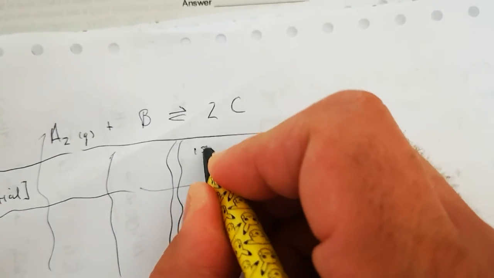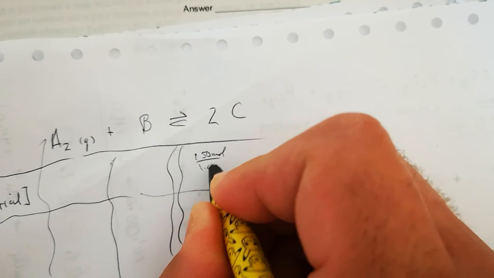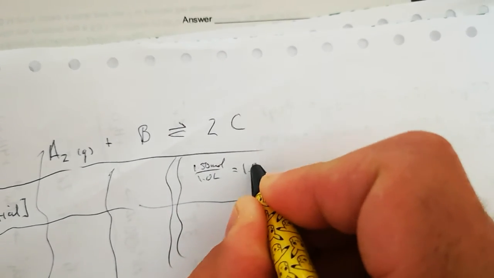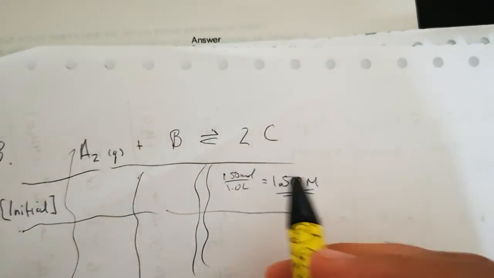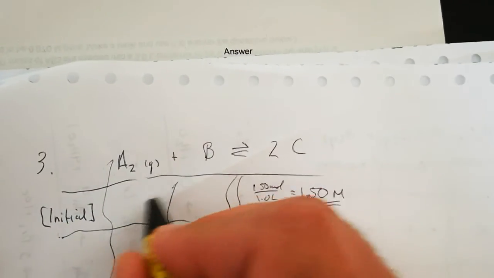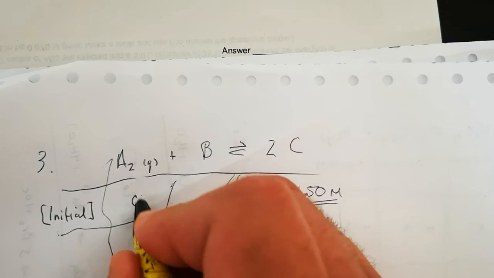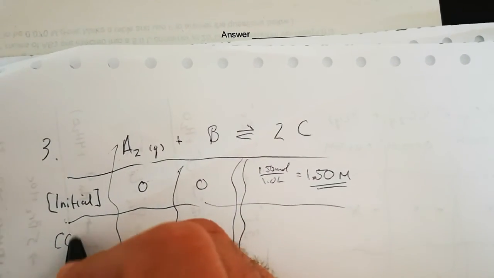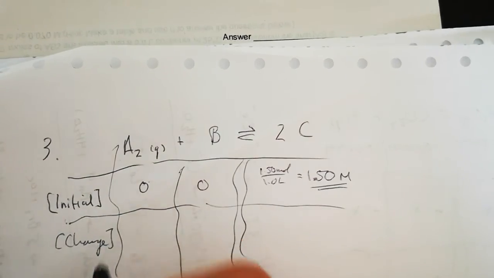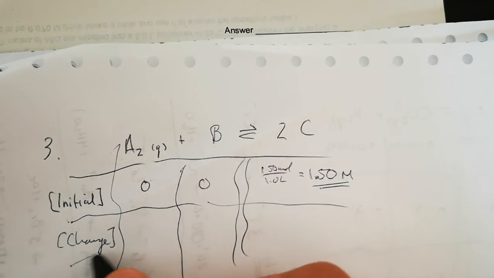So that's 1.50 moles divided by 1.0 liters. That's 1.50 molar. That's my initial concentration of C. What is my initial concentration of A and B? Well, it's 0. We didn't add any initially. Next, we're going to figure out how this changes over time.